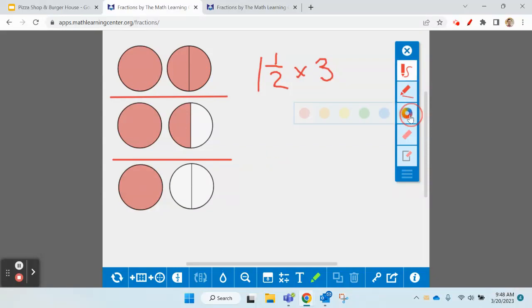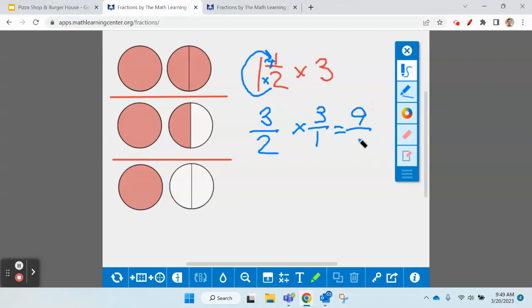But we also need to show our work to get our full credit. We'll have to rewrite this. 2 times 1 is 2 plus 1 is 3 halves. Times 3, all whole numbers can be put over 1. 3 times 3 is 9. 2 times 1 is 2. How many times can 2 go into 9? 2, 4, 6, 8. So 4 full times.